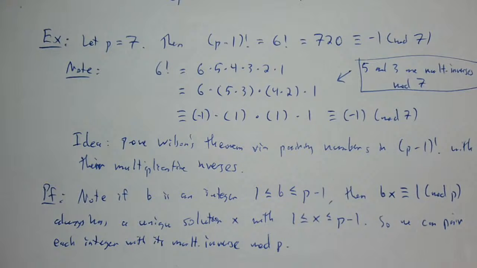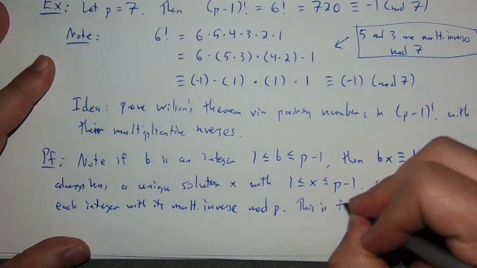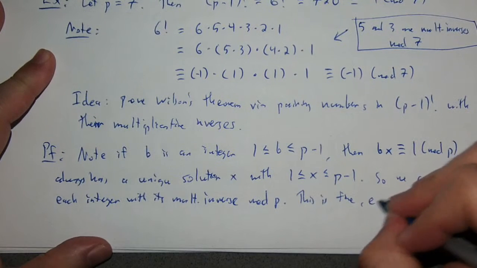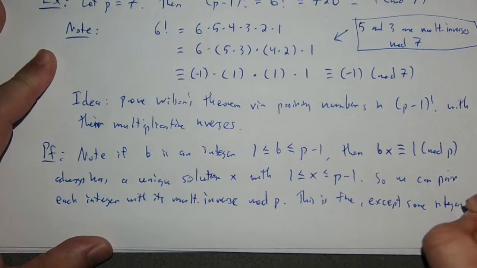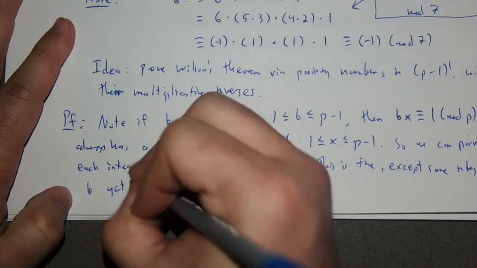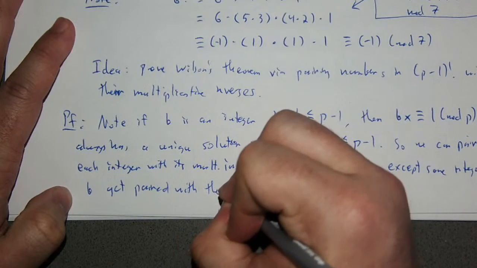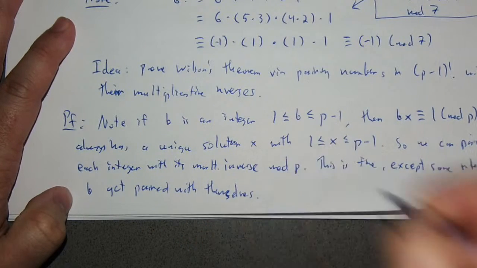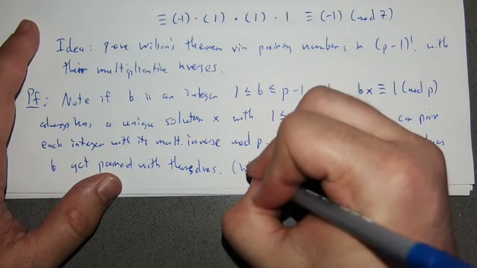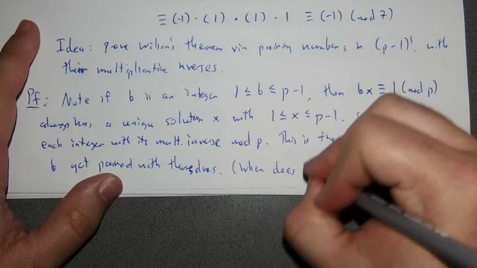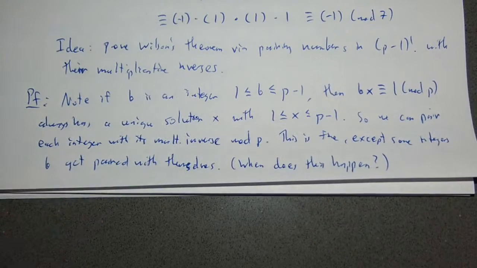And the question is, this is fine, except some integers, b, get paired with themselves. When does this happen?